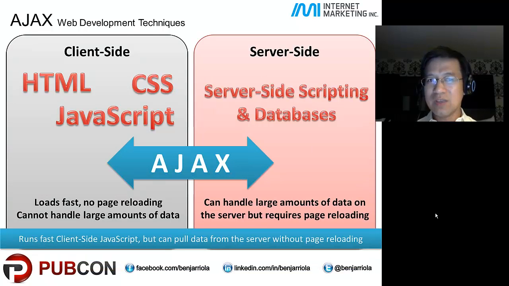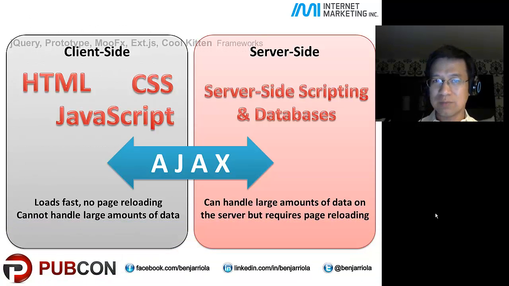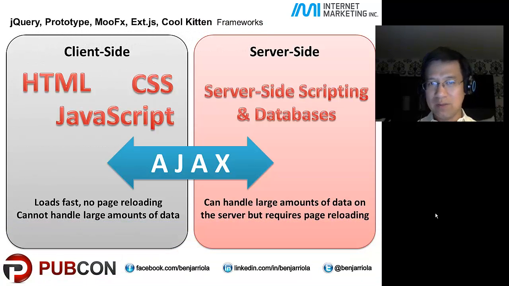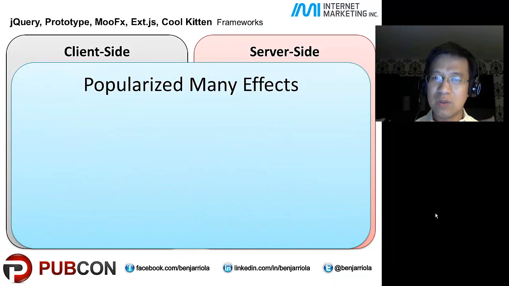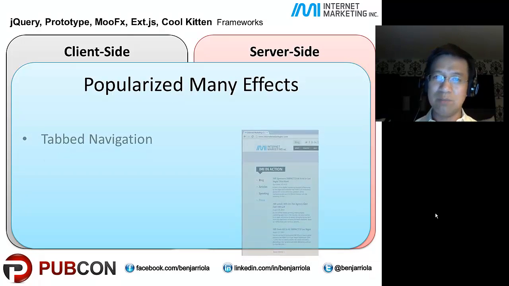Now, since Ajax exists and code was reused and used again, people started building frameworks. And when we talk about frameworks, there's so many. Some examples I've written here are jQuery, Prototype, MooFX, Ext JS, CoolKit, and whatnot. All of these frameworks are just pieces of code that you could use and reuse so that it makes programming easier. Now, all of these popularized many effects because there's ready-built code that you could simply use.